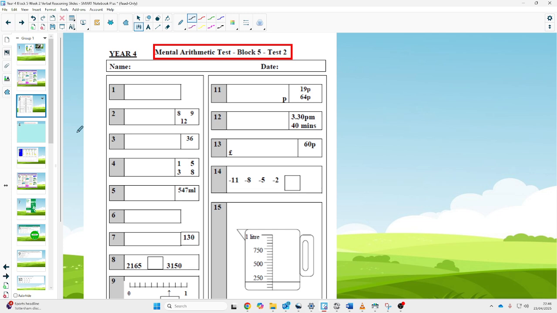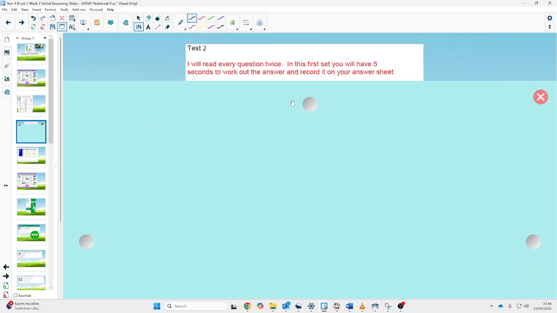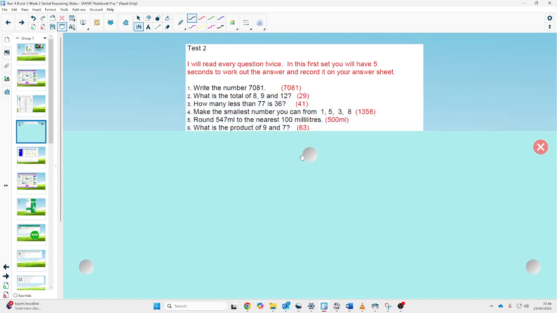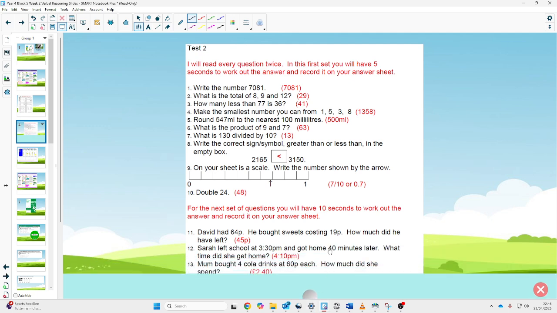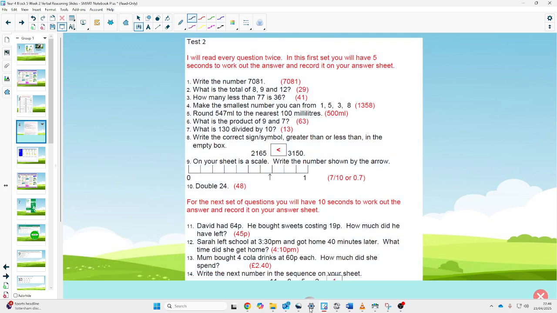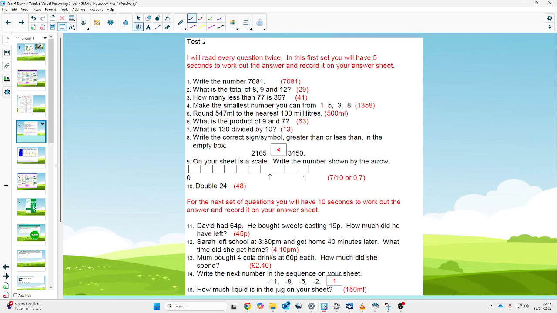Fantastic. So hopefully you managed to complete all those questions, and now is the opportunity for you to mark it at home. What we've got here is all of the answers in red after the questions, so you can go down through and see all of those. We'll just move it up a little bit so you've got all of those captured. There we go. We'll just quickly run down through them so you know. Number 1, 7,081. So just making sure you've got that placeholder there, of course, for the 0.